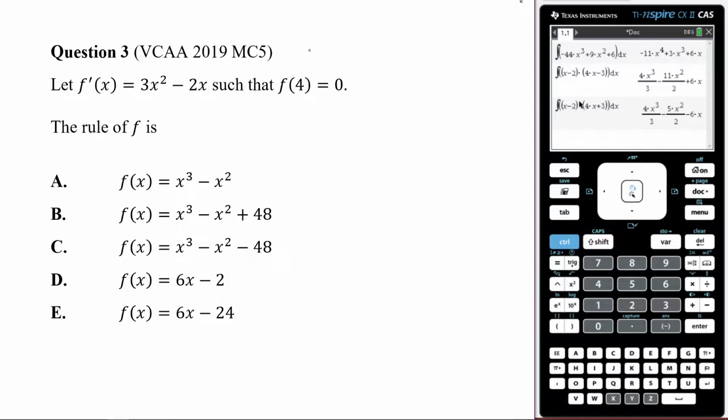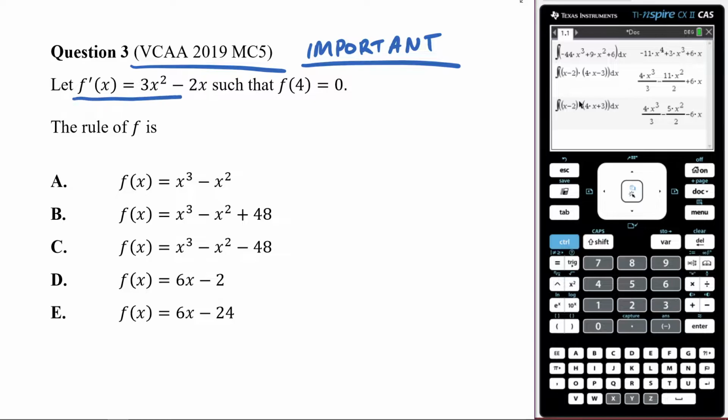Now, this right here is an important skill. You need to be able to do it quite quickly. This is something that appears in the exam, and it's something that you need to know. As you can see, this is taken from VCAA 2019. It's a skill that they like to test. They give you a derivative, and then they give you a point on the actual function and ask you to find that function. I'm going to show you what I think is the fastest way to do this.